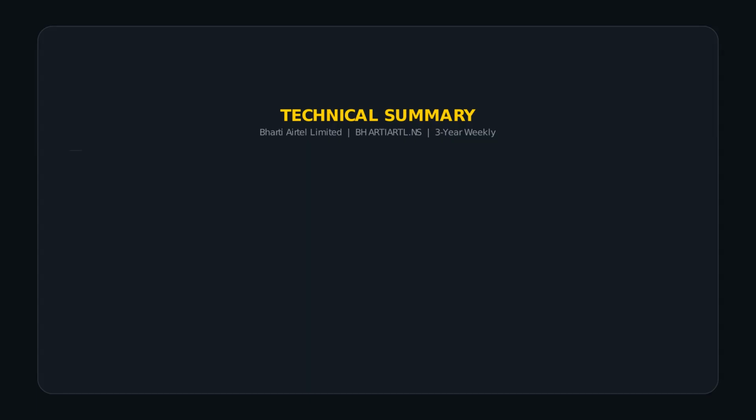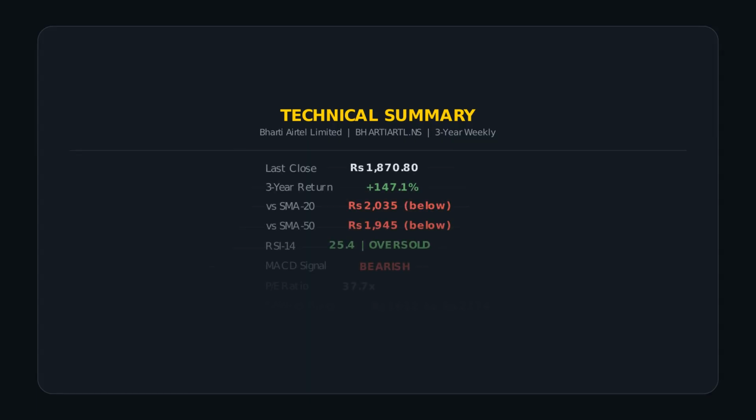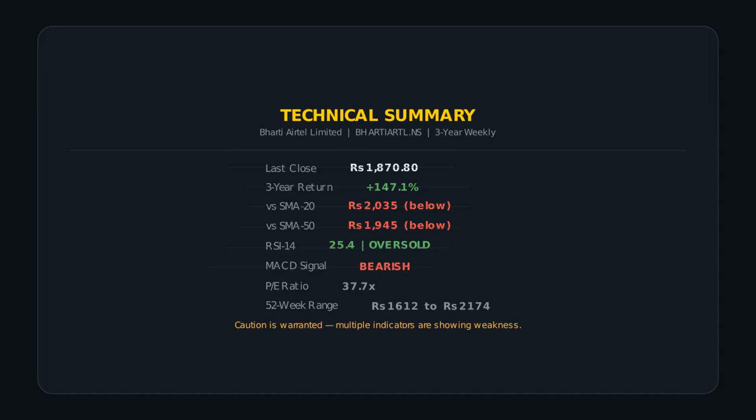Here is the complete technical summary for Bharti Airtel Limited. The stock has returned +1471% over 3 years. RSI is 25.4, oversold. MACD is bearish. Price is below the 50-day moving average. Caution is warranted. Multiple indicators are showing weakness. Remember, this is math. Every number here has a formula behind it.